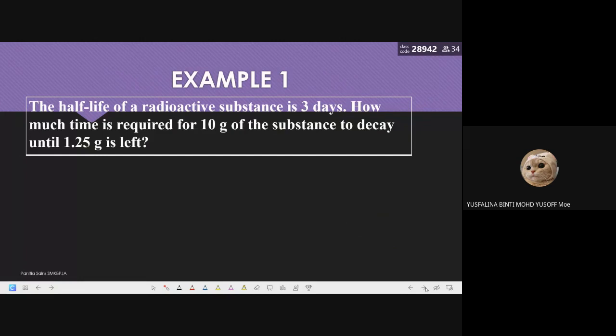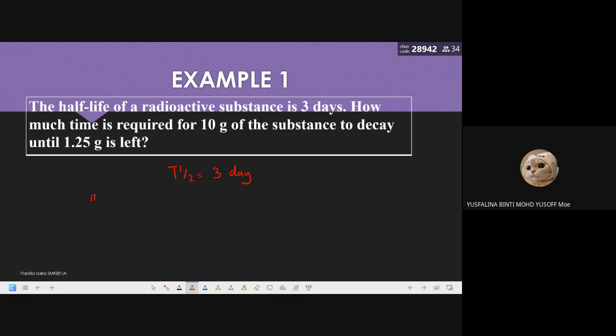All right, for this one, if they're using a graph, you can just find it using the graph. But this one didn't give you the graph, but they give you the half-life already. The half-life is 3 days. How much time is required for 10 gram of the substance to decay until 1.25 gram is left? So it starts from 10 gram, then decays until 1.25, so you need to divide by 2, divide by 2, divide by 2 until it becomes 1.25.